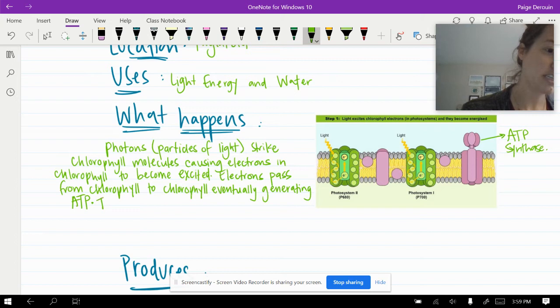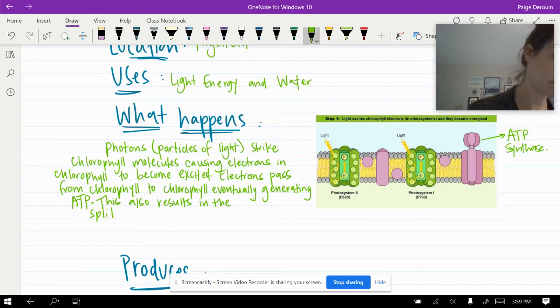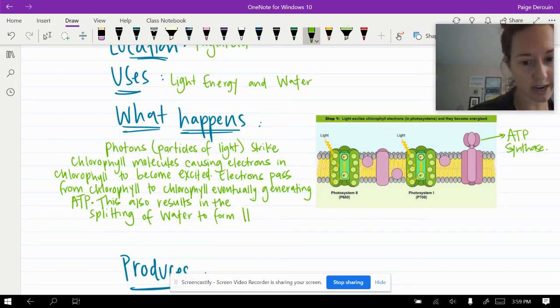So I'll say this also results in the splitting of water to form. If you split water, you get hydrogen ions and oxygen gas.